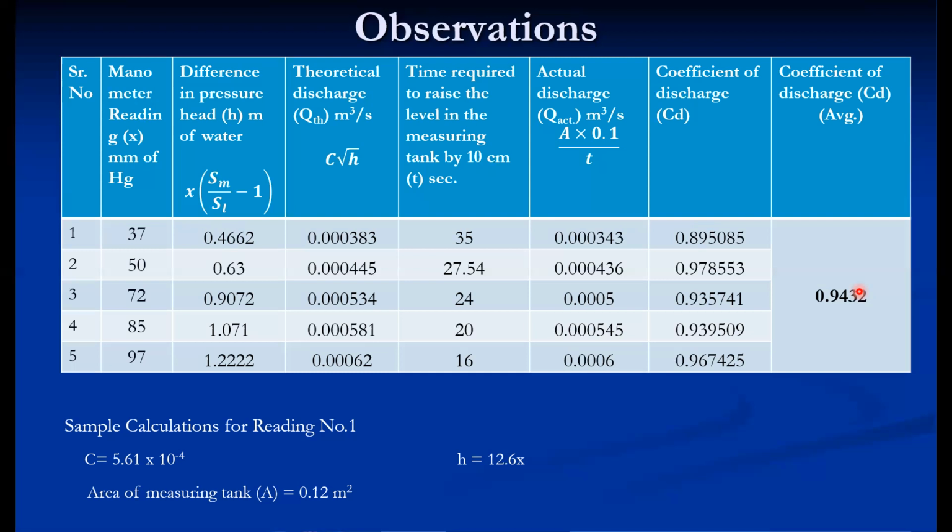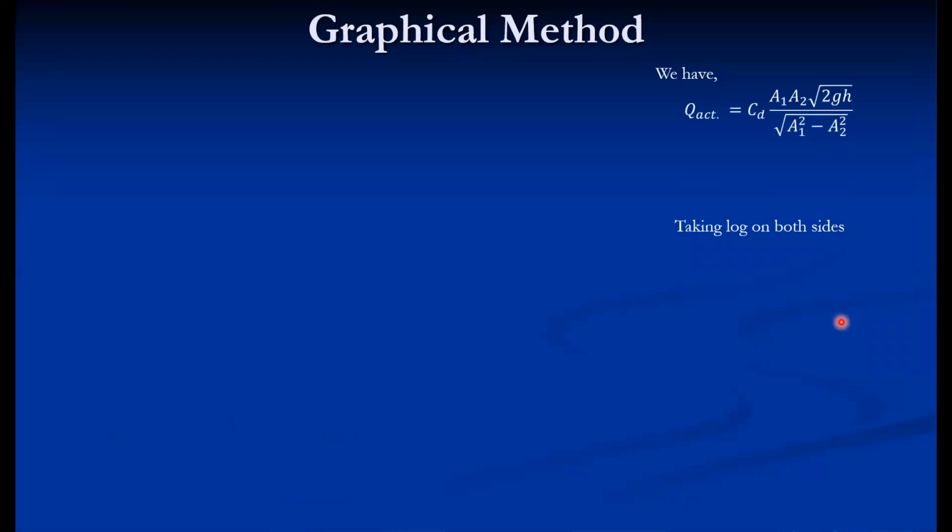Now there is another way of determining the CD value. Experimentally and graphically we will verify this. For the graphical method, we have the expression of Q actual, that is CD A1 A2 under root 2 gH by under root A1 square minus A2 square. So this is called the constant C. And we can see Q actual is equal to CD C under root H.